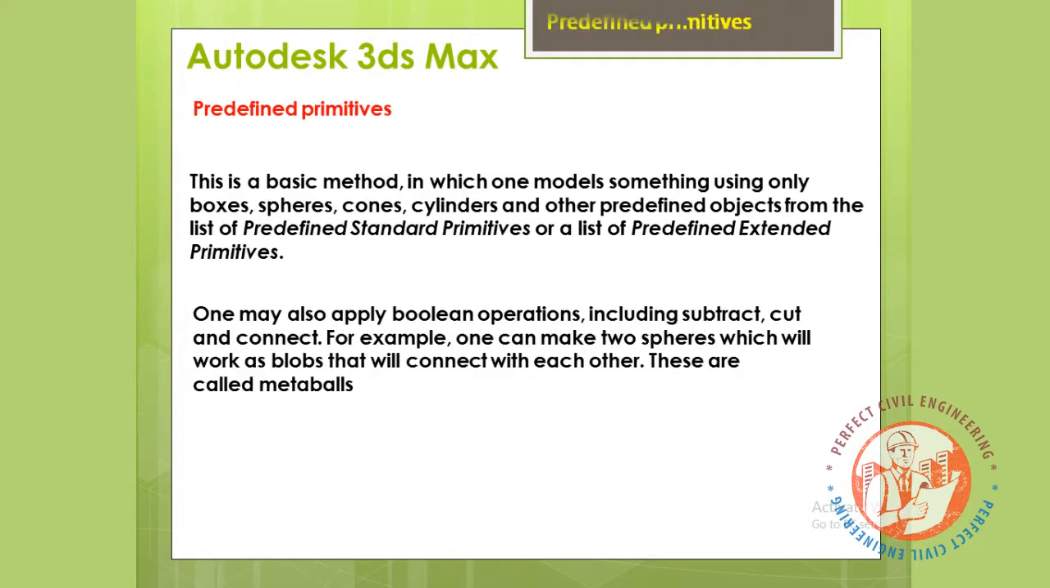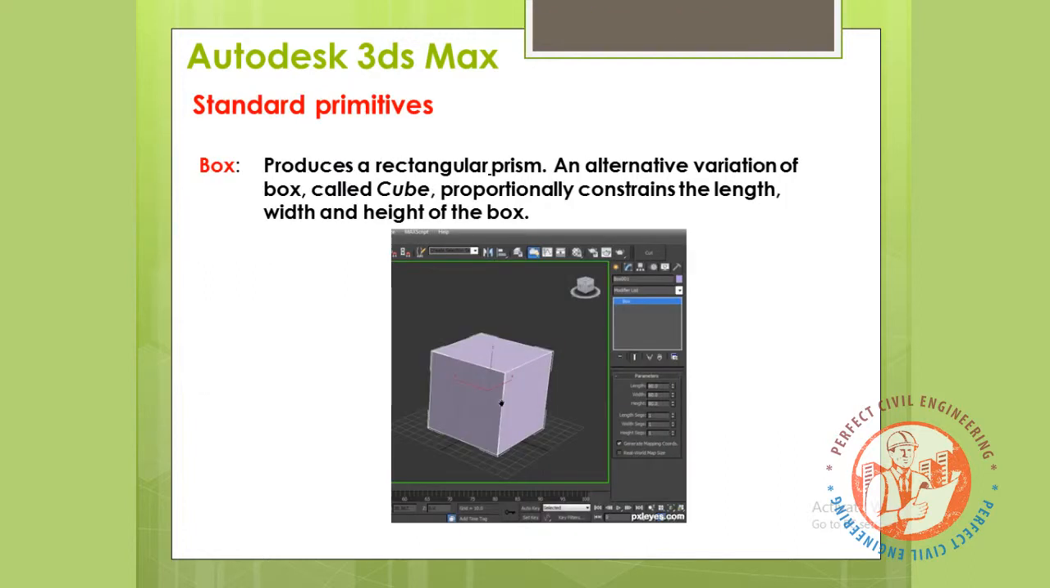Predefined primitives. This is a basic method, in which one models something using only boxes, spheres, cones, cylinders and other predefined objects from the list of predefined standard primitives or a list of predefined extended primitives. One may also apply Boolean operations, including subtract, cut and connect. For example, one can make two spheres which will work as blobs that will connect with each other. These are called metaballs.